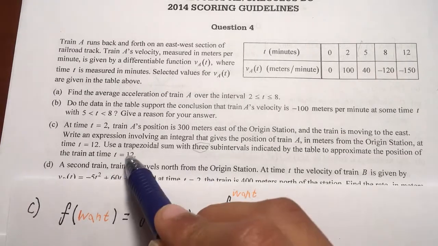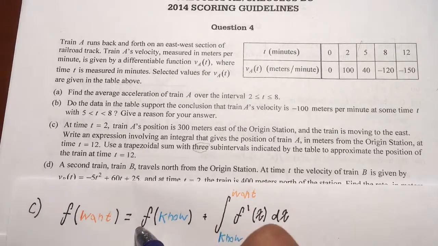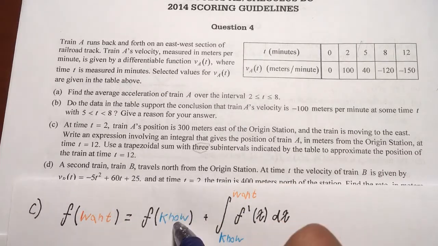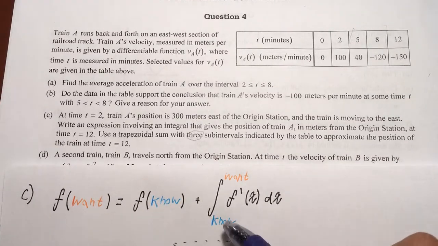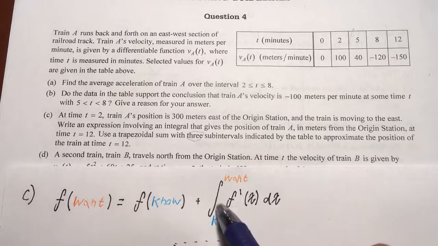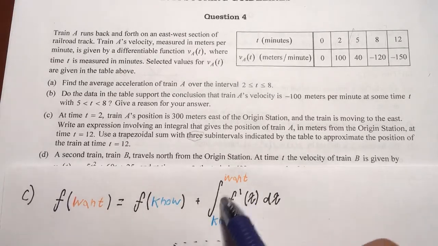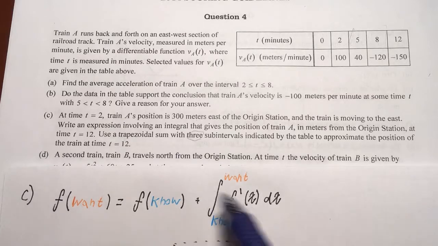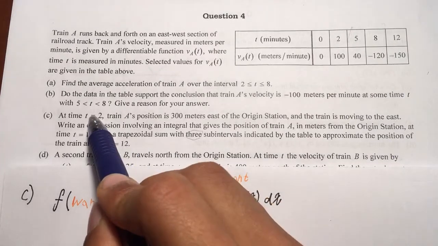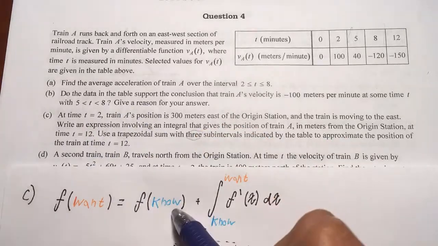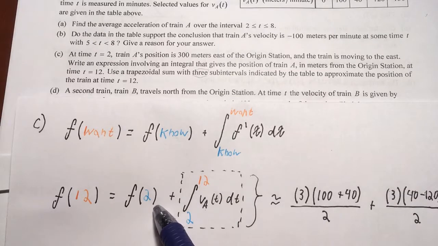Anytime we want something, like t of 12, f of what we want is going to equal f of what we know, something that they give us, plus the big concept here, the net change from what I know to what I want of the rate. If this is position, this is going to be velocity because it's the first derivative of f. So what I know is that t is equal to 2. They give me t equal to 2 is 300 meters. So I'm going to plug that in for now here.